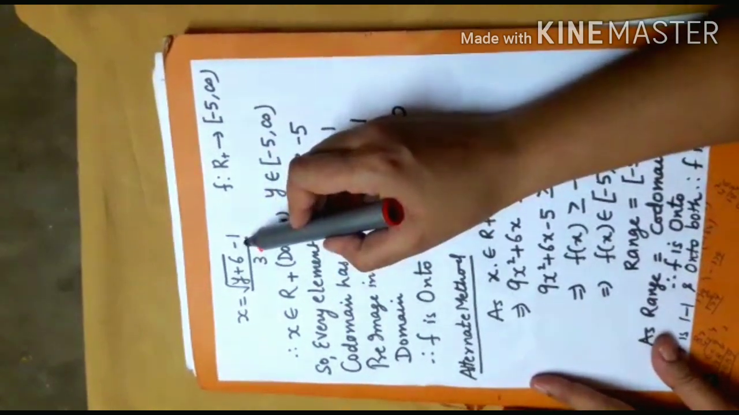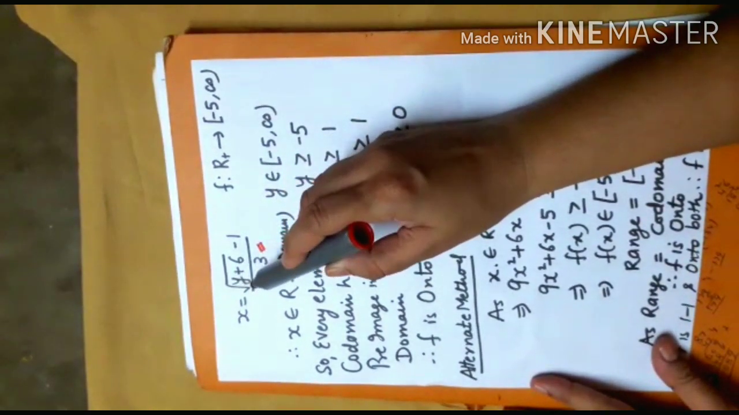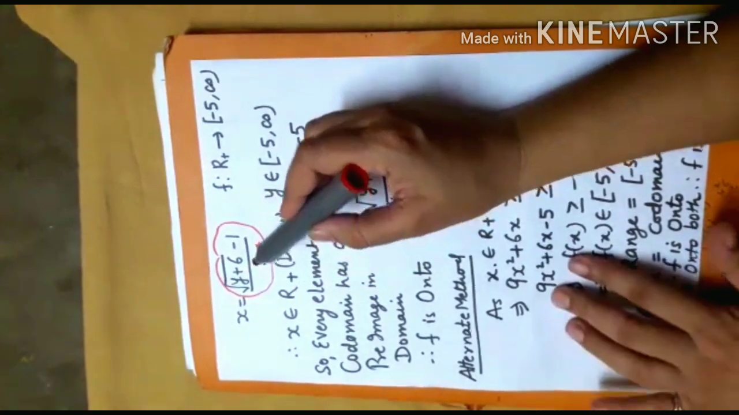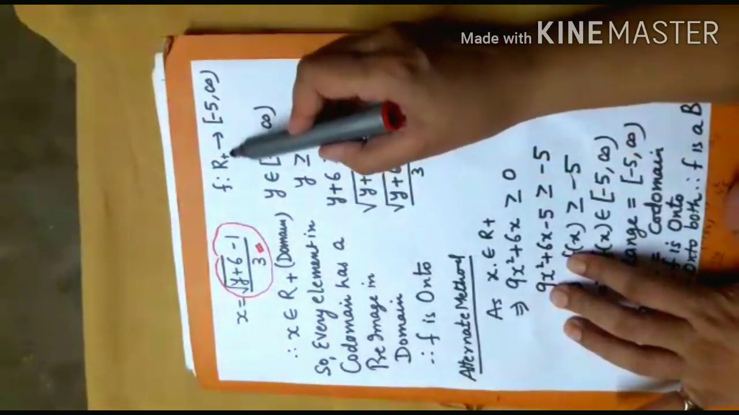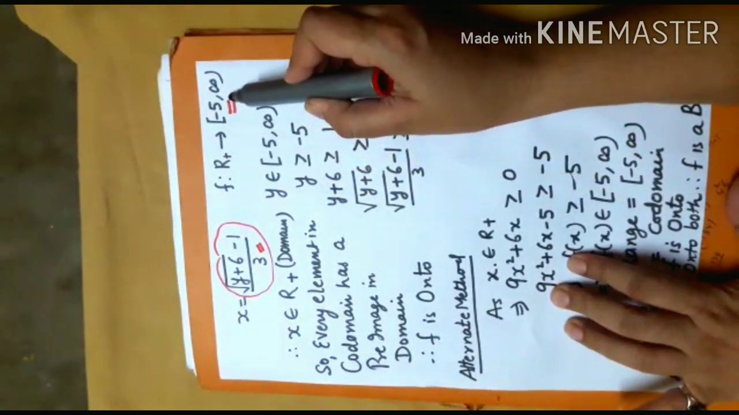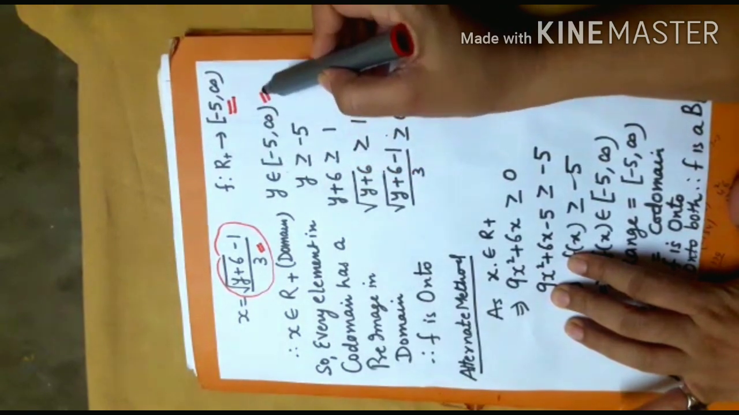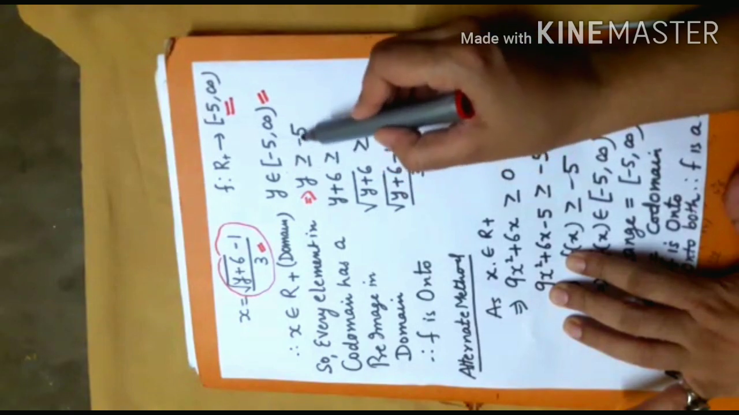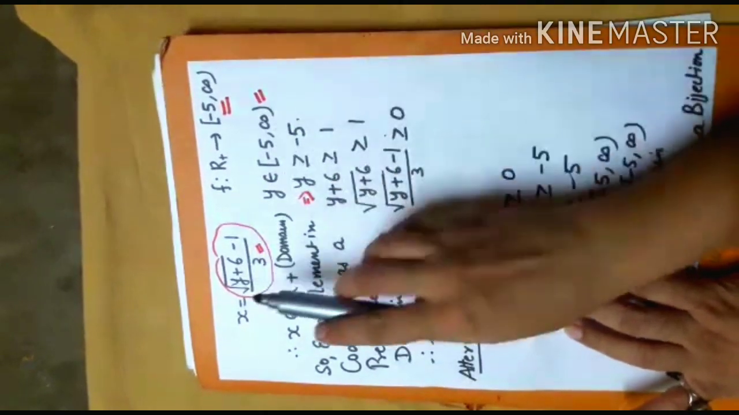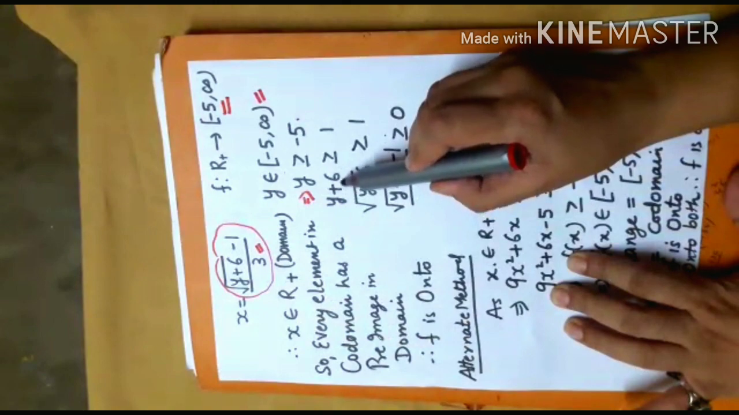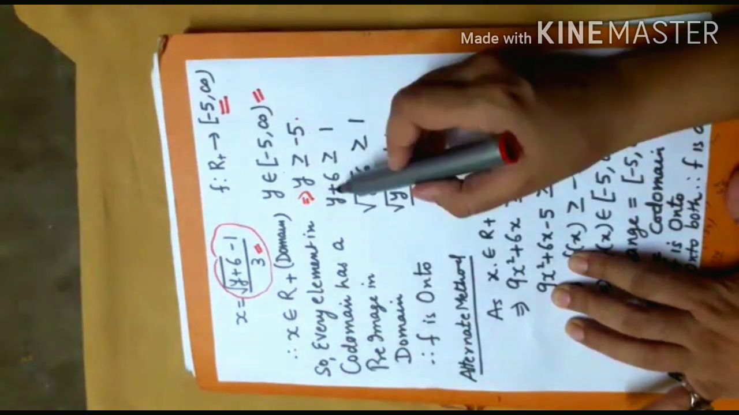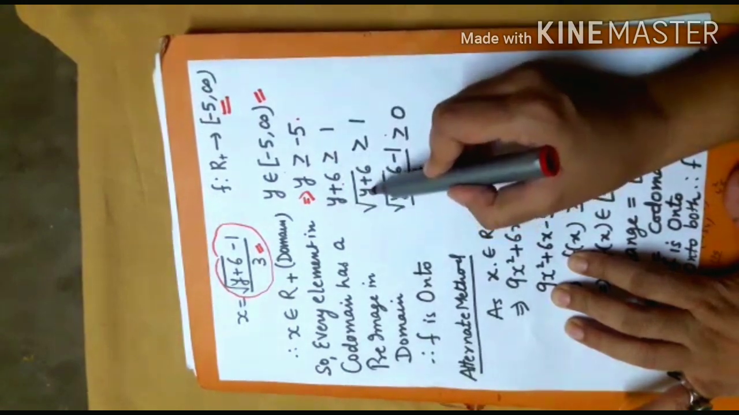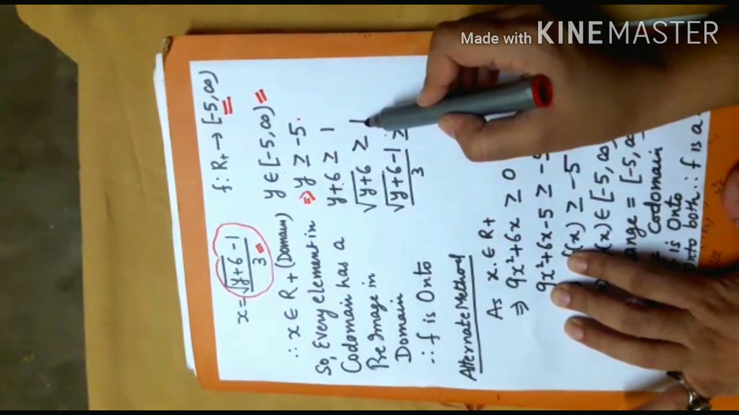Now I have to justify that whatever y I take in the codomain, this x always belongs to the domain. So look here, the codomain of the function was this. That means y belongs to this interval. So this would imply y is greater than or equal to minus 5. I want here y plus 6, so I add 6 on both sides. So I'll get y plus 6 is greater than or equal to 1. This would imply root of y plus 6 is greater than or equal to 1.